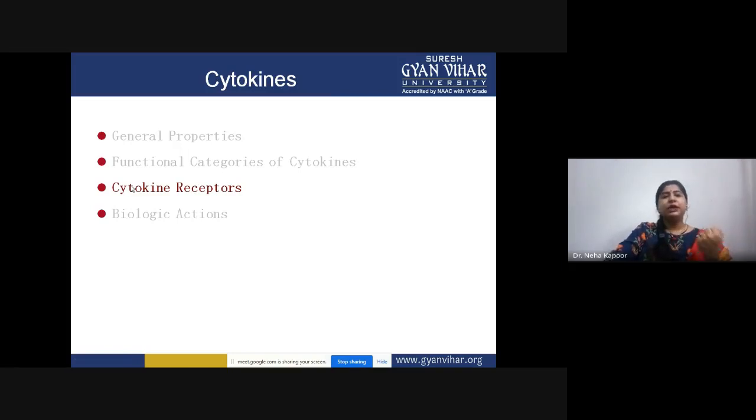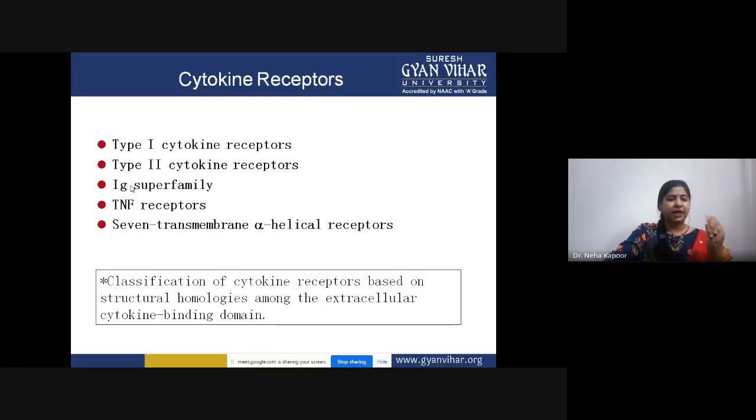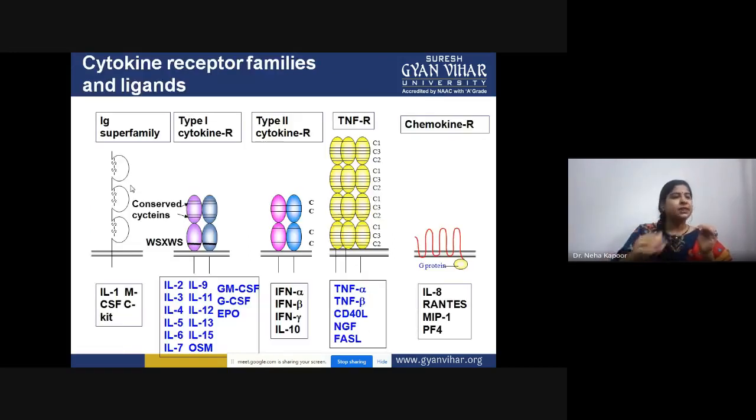Now the point is what kind of cytokine receptors are present. There are basically type 1, type 2, immunoglobulin superfamily, TNF receptors, and 7 transmembrane alpha helical receptors. However, all of this classification of cytokine receptors is based upon the structural homologies among the extracellular cytokine binding domain. So these are the types.